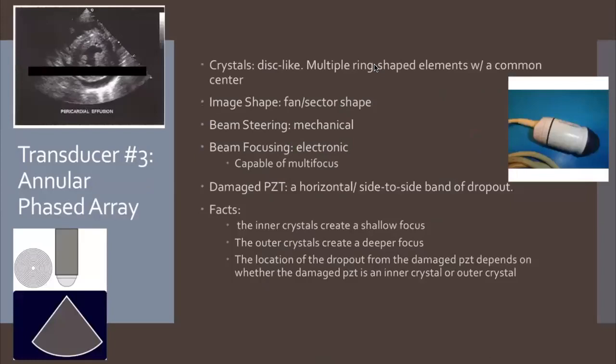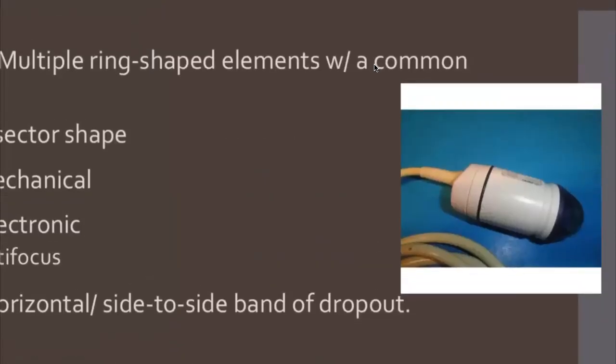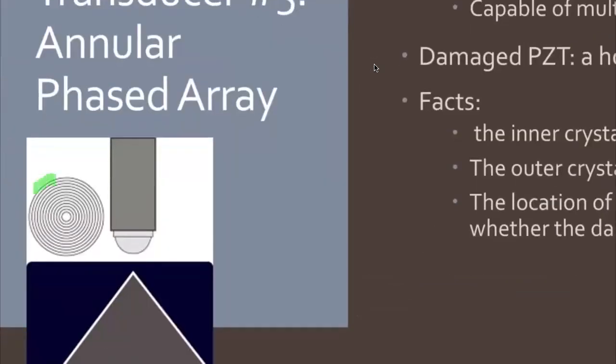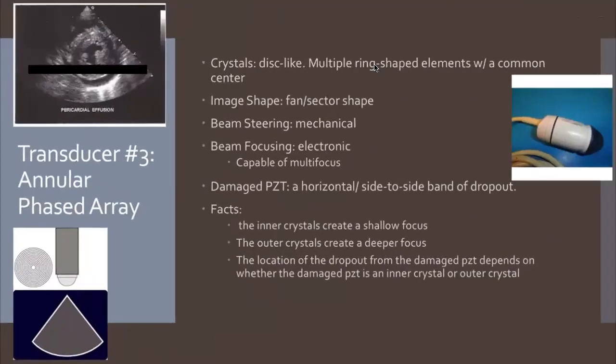Our next one is an annular phased array, and this one is very, very unique. Even if you look at the picture of the transducer itself, it looks like a little rocket ship. It looks very different. So the common question on the SPI is about this one. This one has disc-like PZTs. So the PZTs actually look like this. They're like multiple rings that are stacked and layered with one common center. And so it says they are multiple ring-shaped elements with a common center.